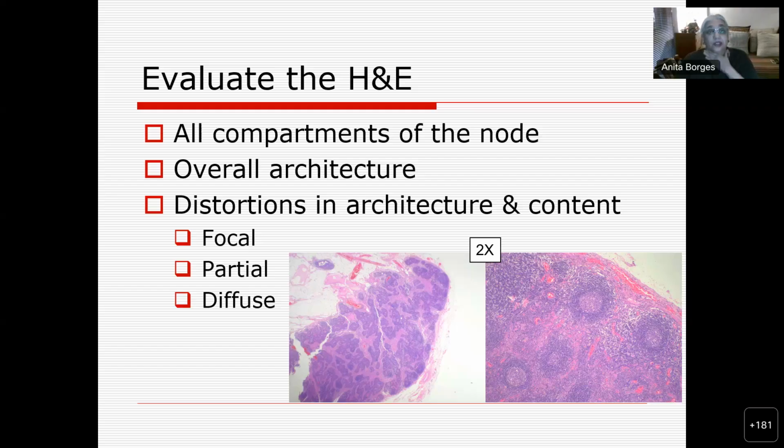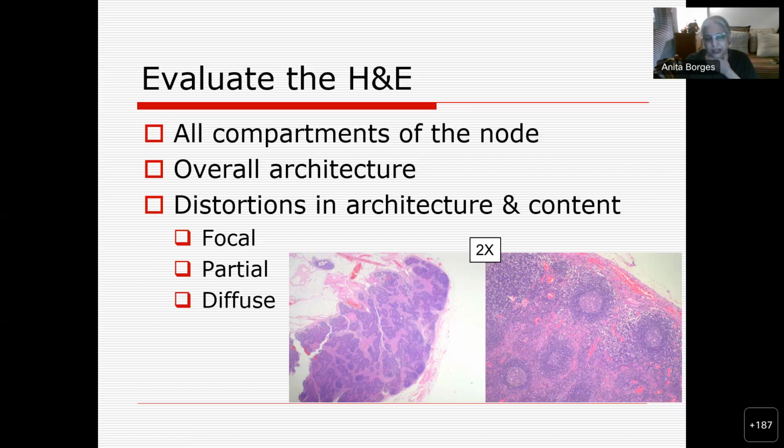All right. So you must look at all the compartments of the node, and it's not just about cortex, paracortex, and medulla. It's about the sinuses, the overall architecture. Now, I hear students all the time saying that the architecture is effaced. Architecture is destroyed. Just think about it. All of you have probably used this in your descriptions.